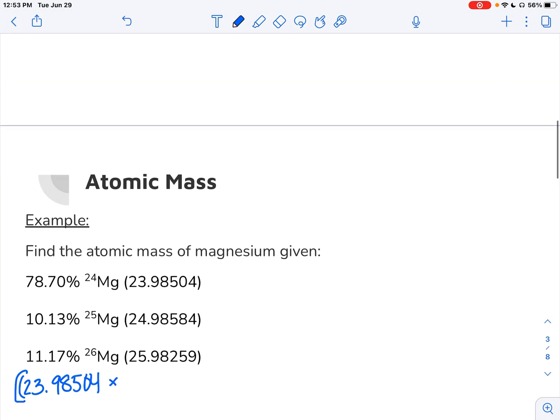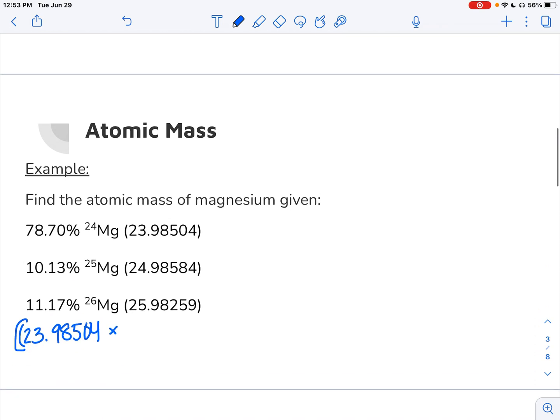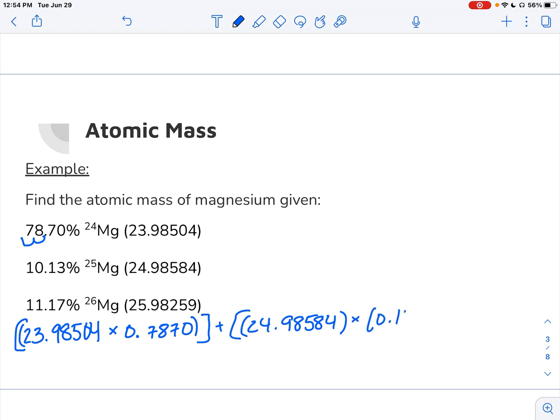But remember, the formula says percentage in the decimal form, so don't write 78.70. Instead, you're going to move the decimal point back 2 spaces. So the decimal form, in case you forgot, of a percentage is just the decimal point moved to the left 2 spaces. And then I'll do the same thing for the second one. And then for the third one.